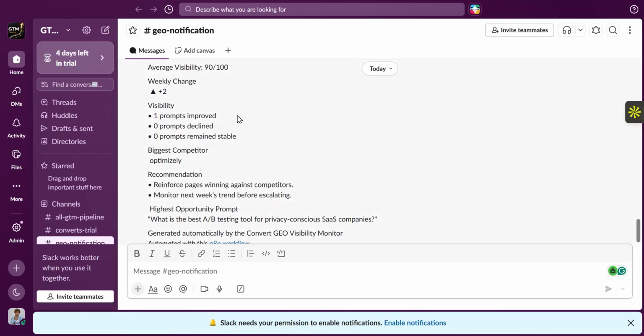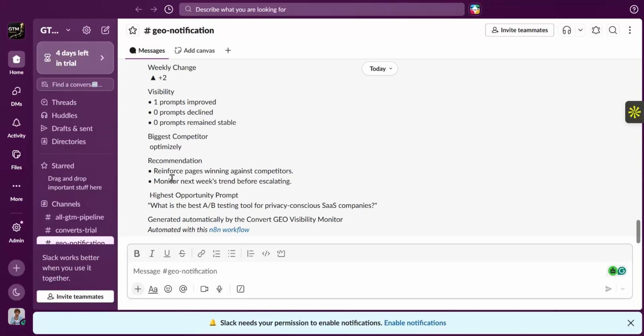It shows you the visibility, what prompt was improved. This is the result for the best competitor. These are some recommendations it gives to improve things. And then it shows the highest opportunity prompt. That's the prompt that really did the runs, or went for the market the previous week.